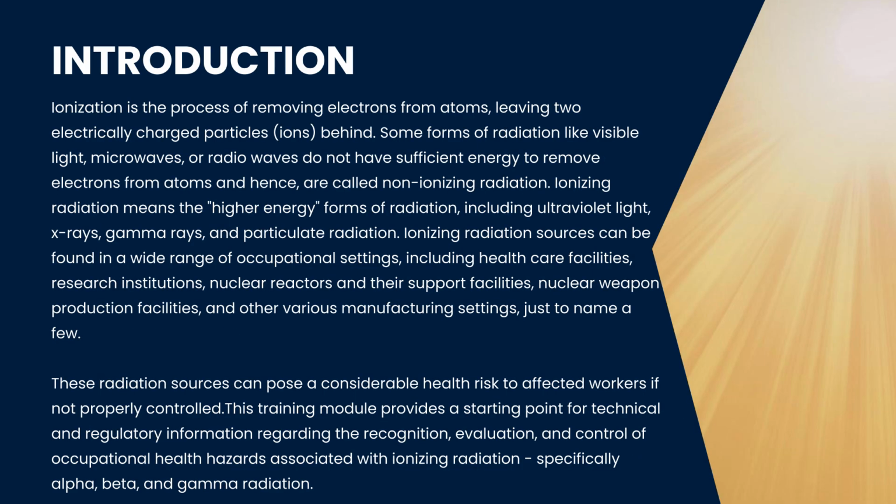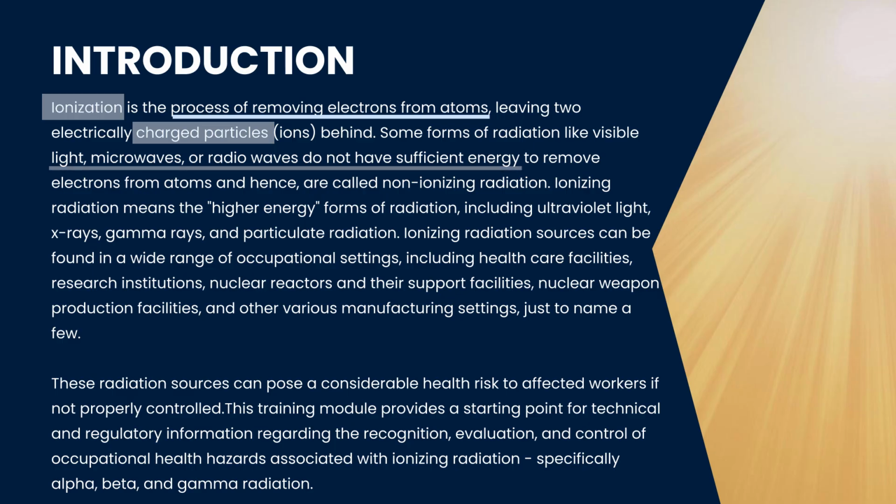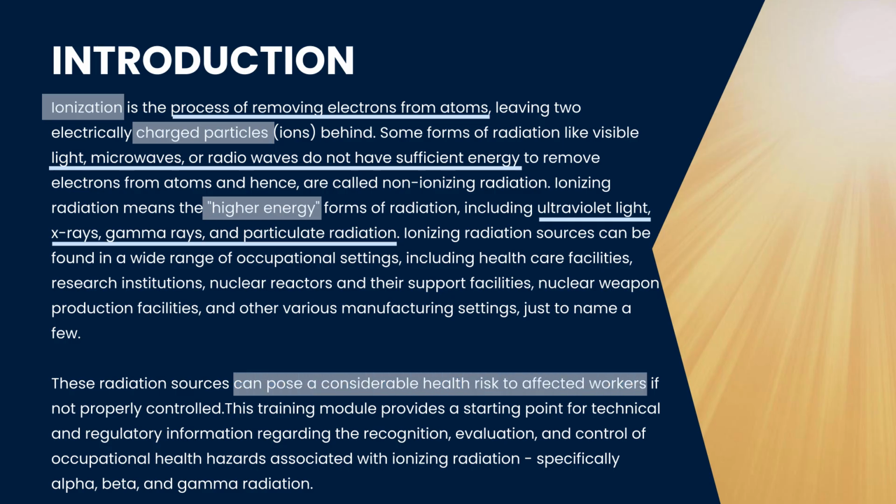A key concept in radiation safety is ionization, which occurs when radiation has enough energy to remove electrons from atoms, creating charged particles. Lower energy forms of radiation, like radio waves or microwaves, do not cause this effect and are considered non-ionizing. Higher energy radiation, such as ultraviolet light, X-rays, and gamma radiation, is ionizing and can damage tissue. These types of radiation are commonly found in workplaces like healthcare, research, nuclear operations, and manufacturing, which is why proper recognition and control of these hazards is critical.